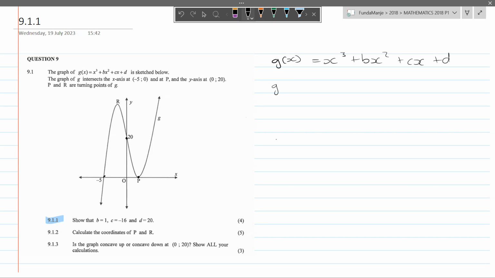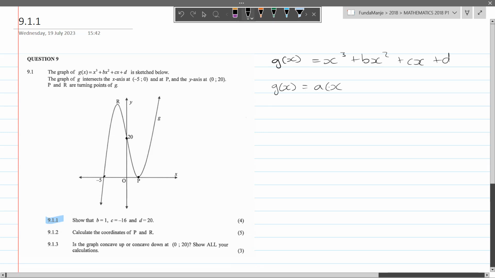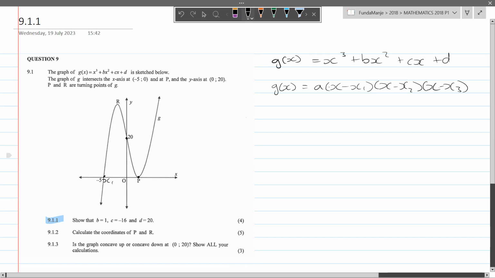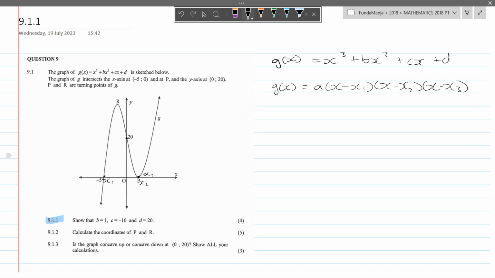g of x is equal to a times x minus x1, x minus x2, and x minus x3, where x1, x2, and x3 are the three intercepts of our axes. But in this case, we have x1 here, but x2 and x3 are at the same position because at that point there's a turning point and it touches, you can think about it touching twice. But basically, since a is 1, we can rewrite our equation.